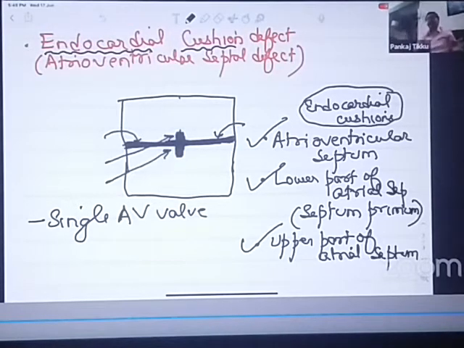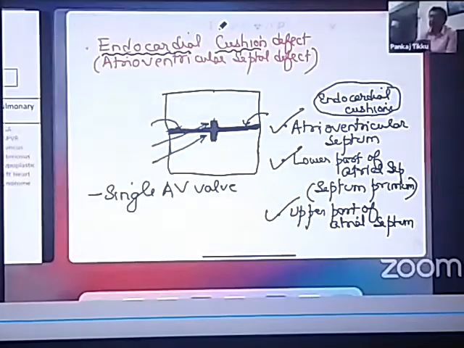One is the valve which is between the right atrium and the right ventricle. What is the name of that valve? Between the right atrium and right ventricle, it is the tricuspid valve. What is the valve between the left atrium and the left ventricle? Bicuspid valve, mitral valve. But in these cases, the complete septum and the valve which are formed by the endocardial cushion are not properly developed. As a result, there may be only a single atrioventricular valve. There are no separate mitral and tricuspid valves, only a single atrioventricular valve.